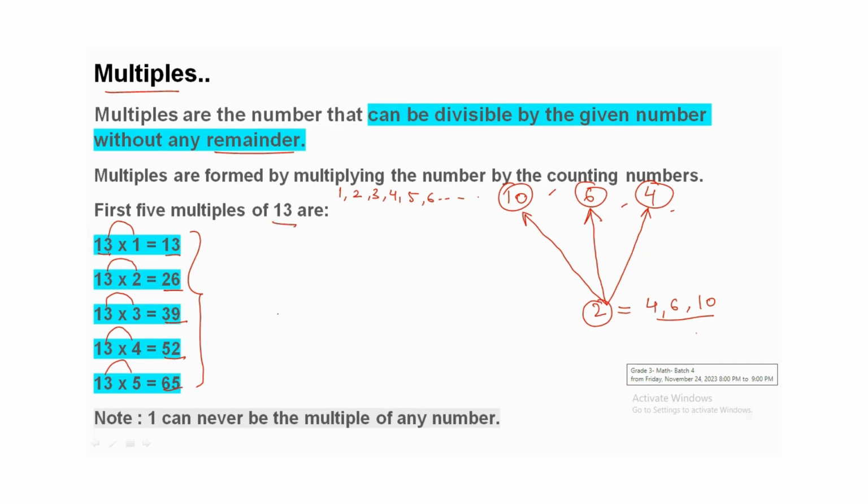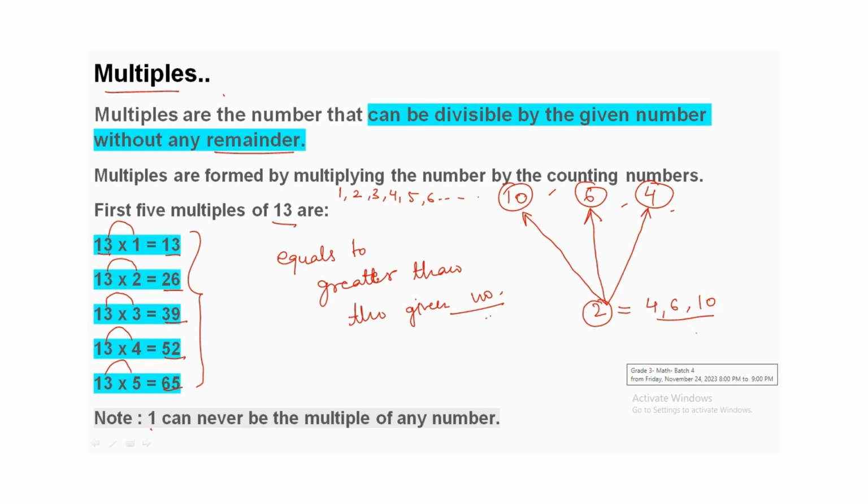Okay. Now you need to note one thing over here, that 1 can never be a multiple of any number. Multiples are always equal to or greater than the given number. Whatever number the question is asking you to find the multiples of, that multiple will always be equal to or greater than the given number. That can never be less than the given number.